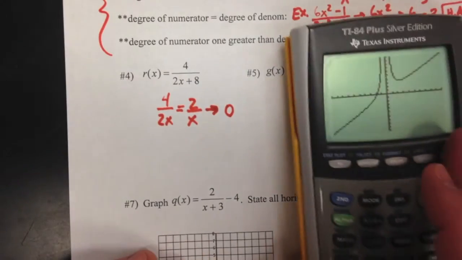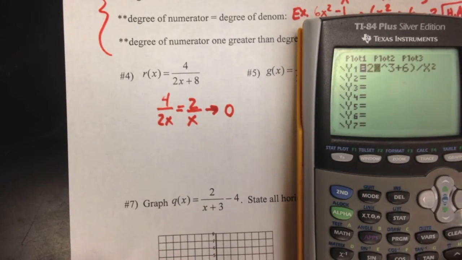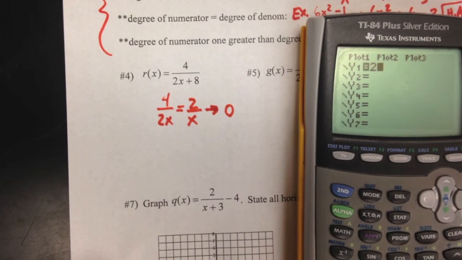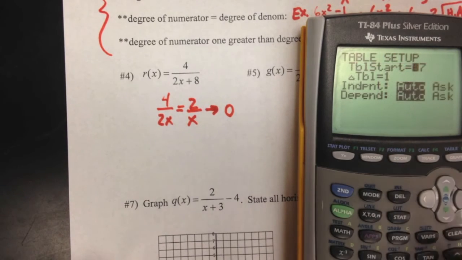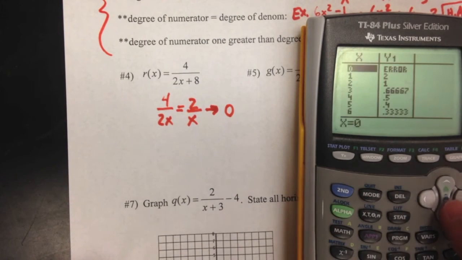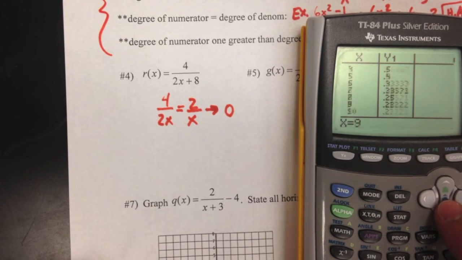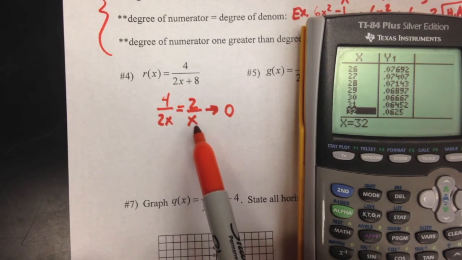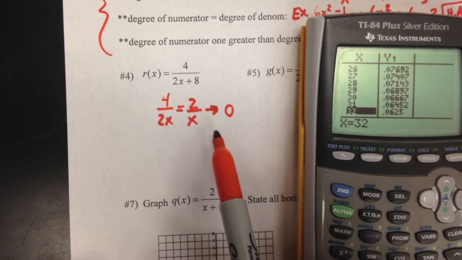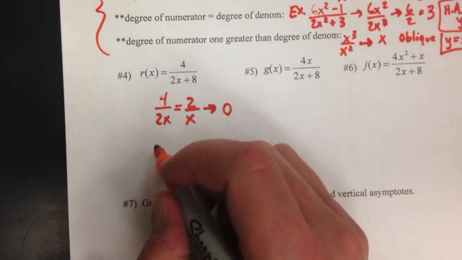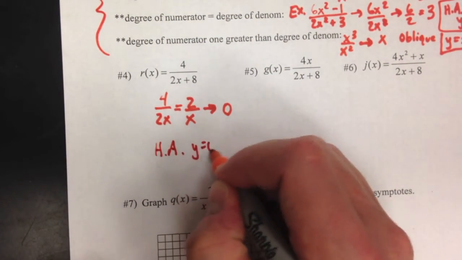Okay, 2 divided by x. If I just look at that, I'll go to the table. Let me go back to 0. As x approaches positive infinity, look at what the values are doing. They're getting closer and closer to 0. Because what's happening is your denominator is increasing, but not your numerator. So you're getting 2 divided by really, really big numbers, and eventually that's just going to approach 0. So that would be a horizontal asymptote of y equals 0.